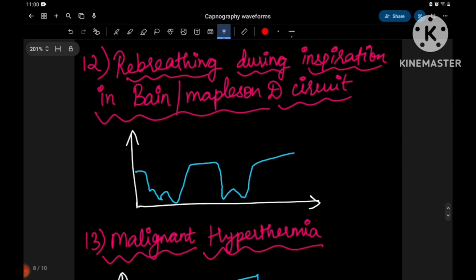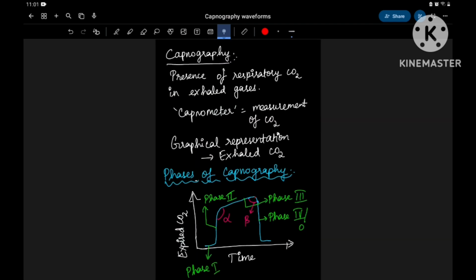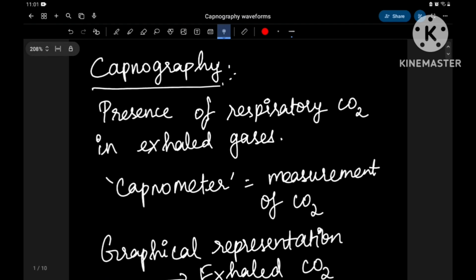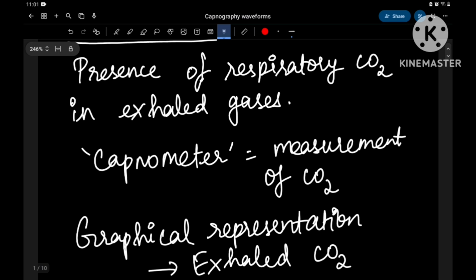Okay, so I just want to summarize it so that we just go through a rapid revision. Let's see that. Capnography. So what is capnography? Basically, it is the presence of expired carbon dioxide in respiratory gases, that is, exhaled gases, right? Next is capnometer. What is that? It is the measurement of carbon dioxide.